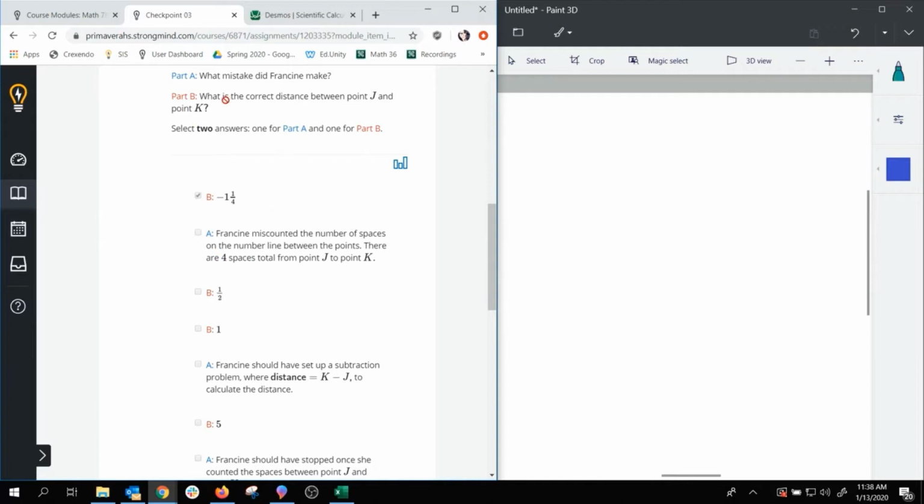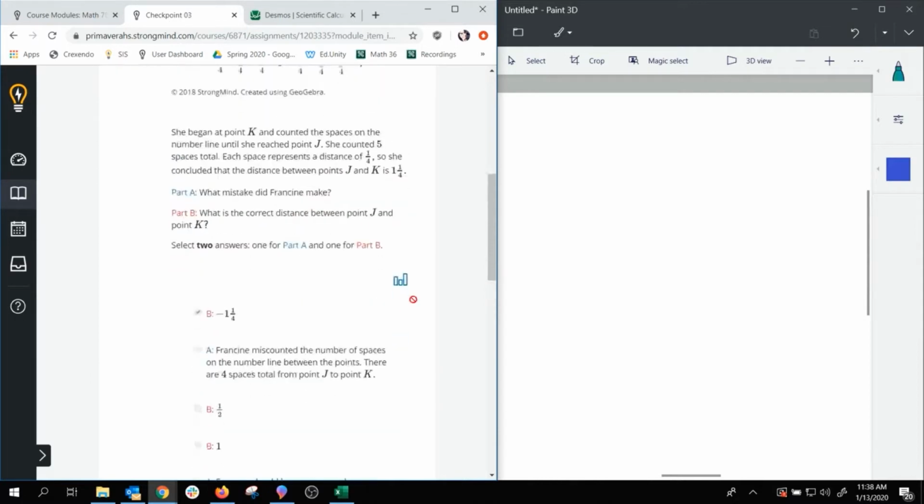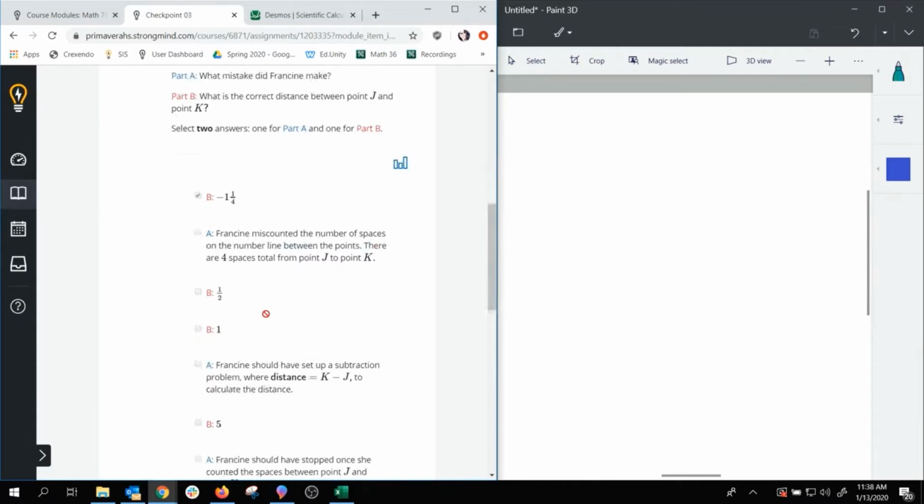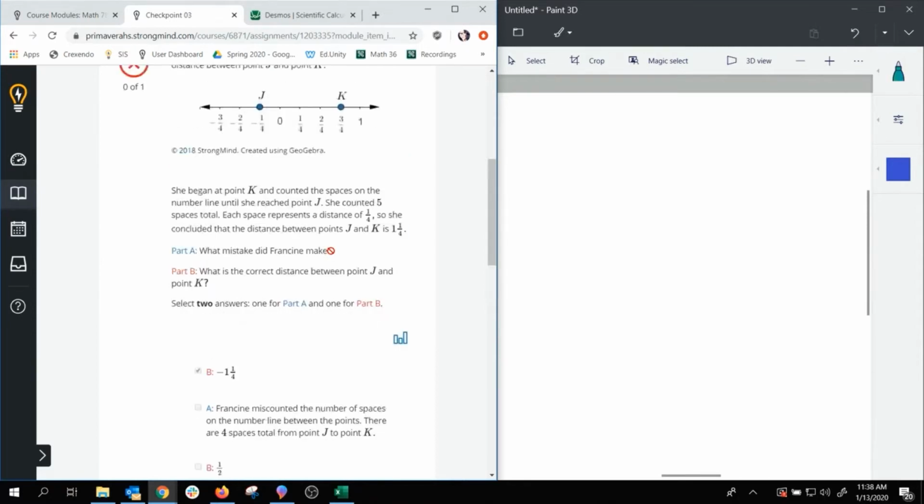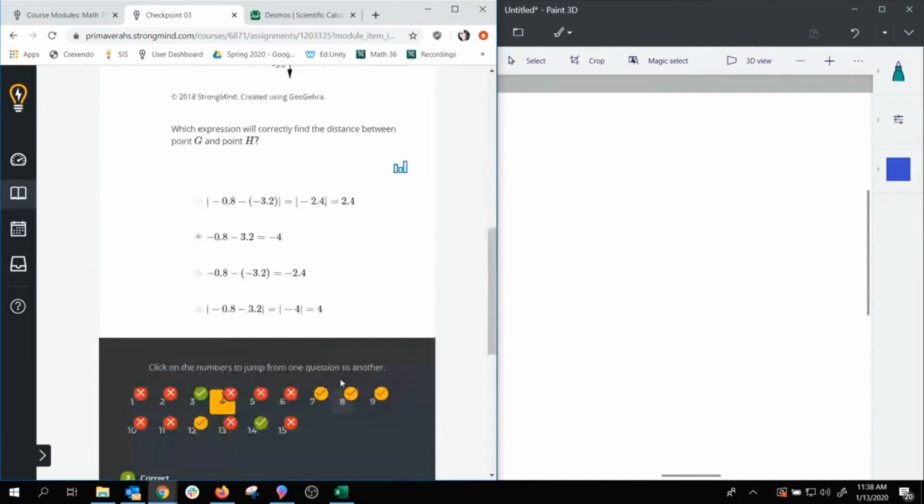And then B is asking us what's the correct distance between J and K, right? So if there's actually 4 spaces and each space represents 1/4, what would be the actual distance between those two letters? 1, perfect. Yep. So B should be 1. And then for A, we should have that Francine miscounted because there should be 4 spaces. All right. 3 we got correct, so let's skip that and go on to number 4.